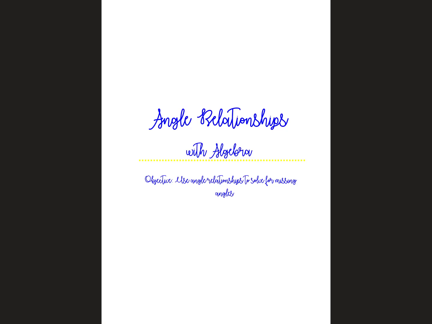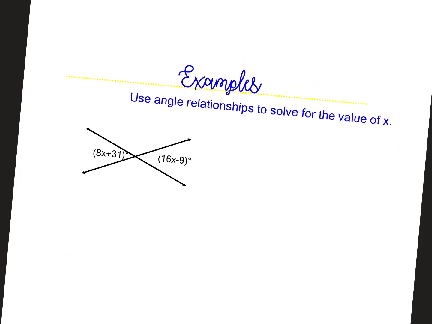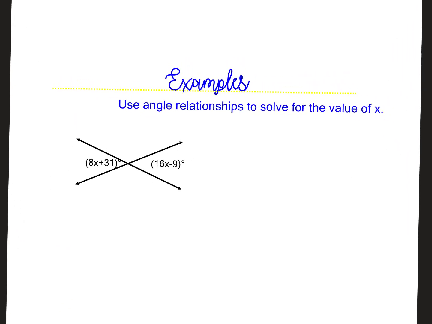So this video will cover angle relationships with algebra and help you solve for missing angle measurements. Previously we went through and talked about different types of angles, and now we are going to use those to solve for x. So if you look at these two angles, you should remember that they are vertical. And vertical angles are congruent, which means we are going to set these equal.